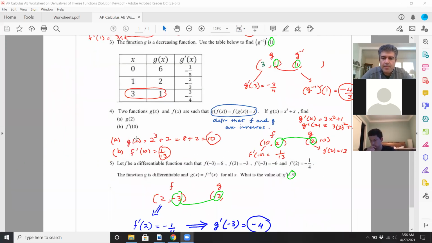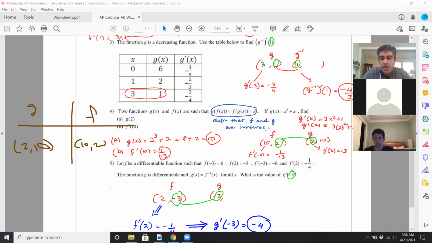For 4, g of 2 is easy. Just plug 2 in. You get 10. That's not that hard. So 2 comma 10 is on g. If we call g the original, f the inverse, or vice versa, I don't care. But 2 comma 10 is on g, then 10 comma 2 is on f. So g prime of 2, I can find g prime of x, that's easy, that's 3x squared plus 1. Evaluate it at 2, which is going to be 13. Flip it, you get 1/13. Is that right? Yeah.